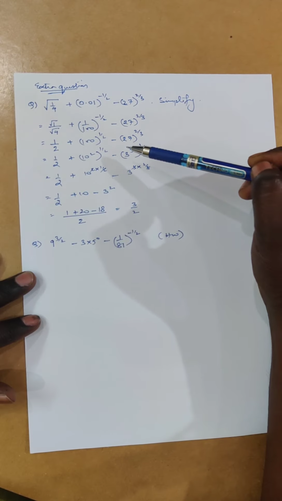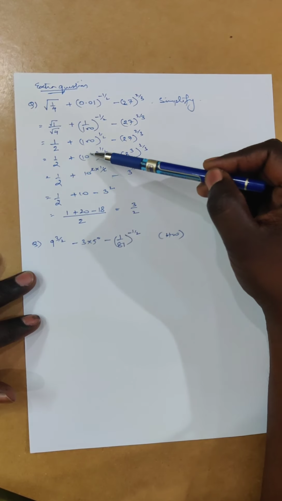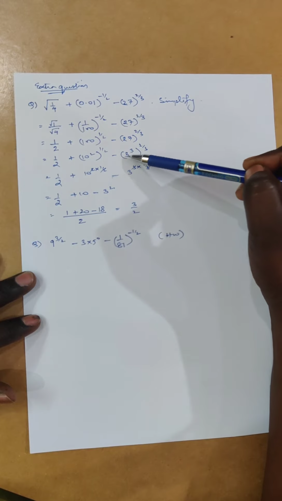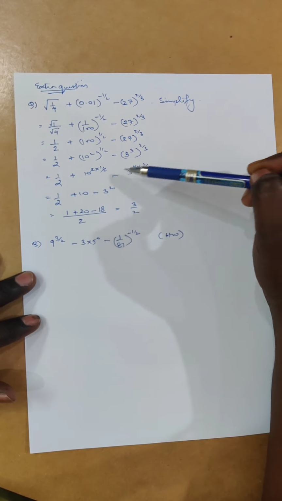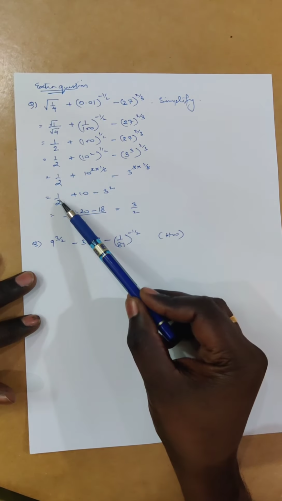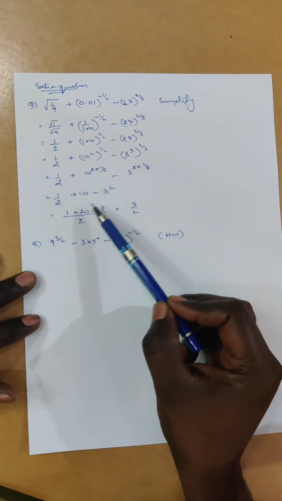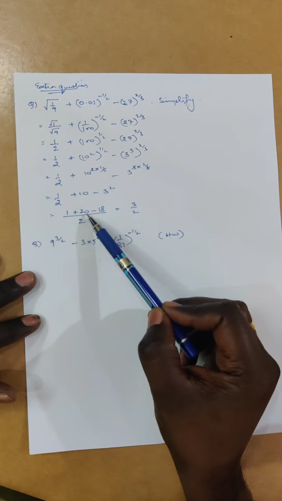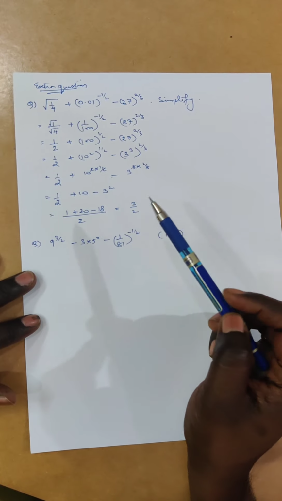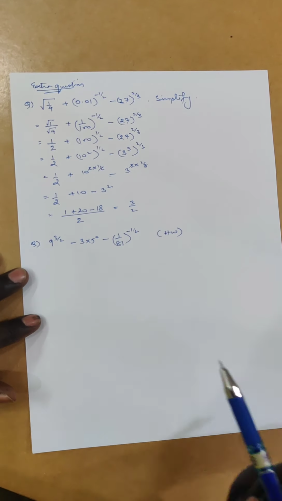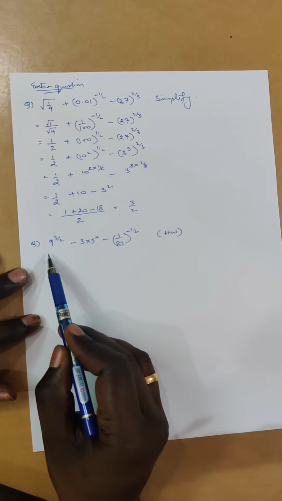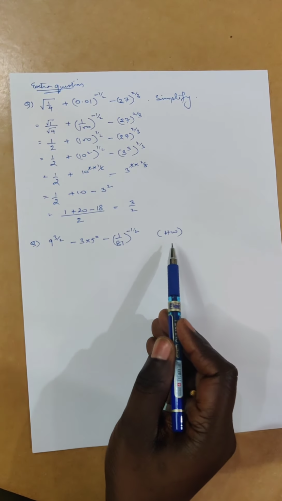Third step is simplification. 1 by 2, 10 raised to power 2, 1 by 2, 3 raised to power 3, raised to power 2 by 3. Simplification, I get half plus 10 minus 3 square, that is 9. Taking LCM 2, I get 1 plus 20 minus 18, which is equal to 3 by 2, which is the final answer. Right? So another question I have given, which can be done as homework.